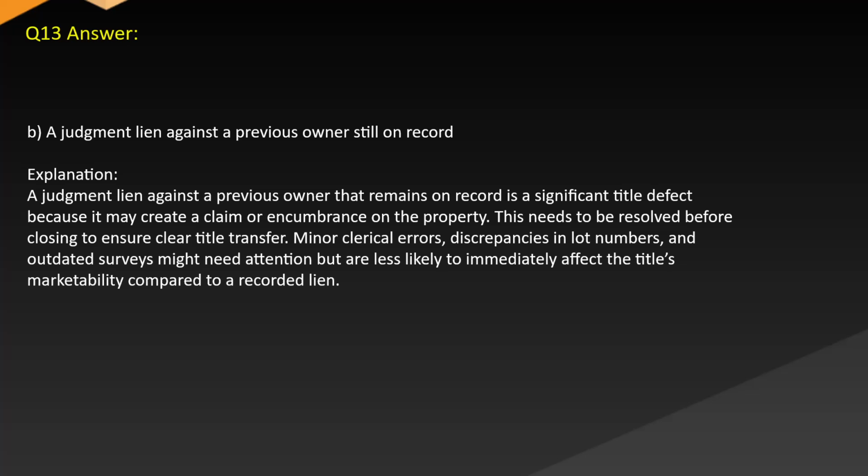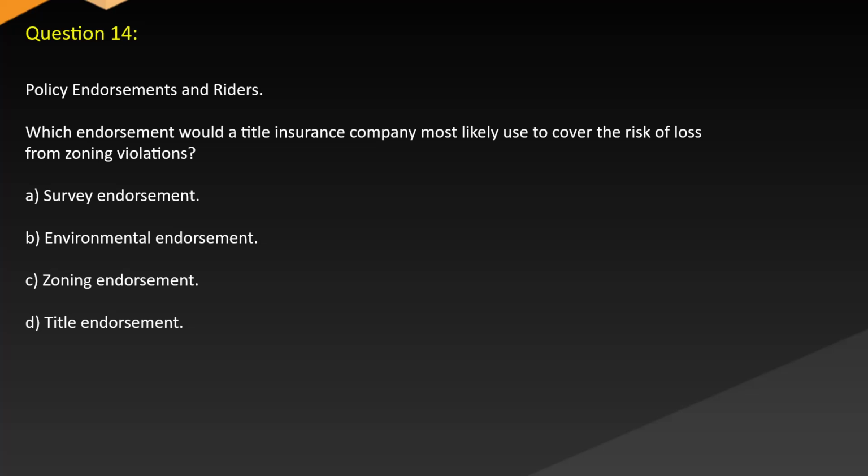Minor clerical errors, discrepancies in lot numbers, and outdated surveys might need attention, but are less likely to immediately affect the title's marketability compared to a recorded lien. Question 14. Policy endorsements and riders. Which endorsement would a title insurance company most likely use to cover the risk of loss from zoning violations?